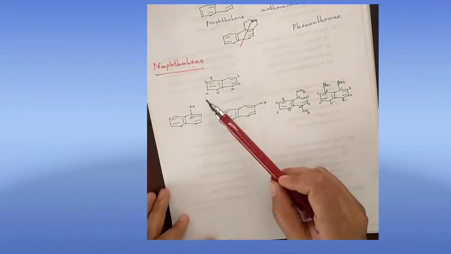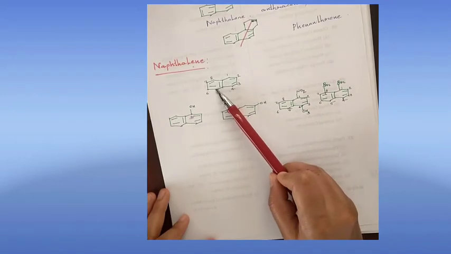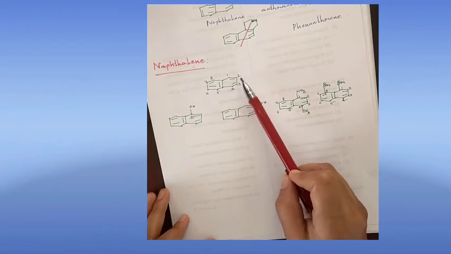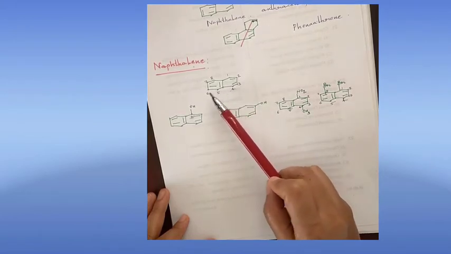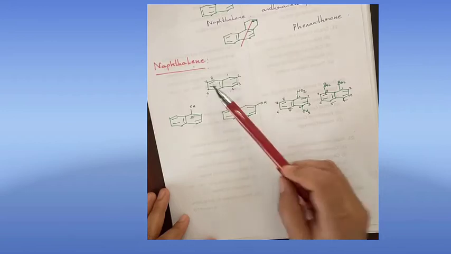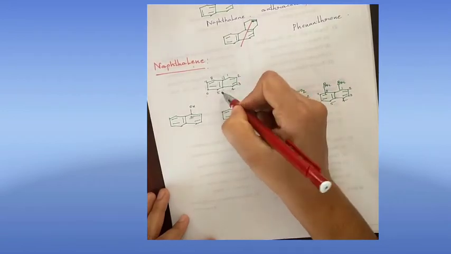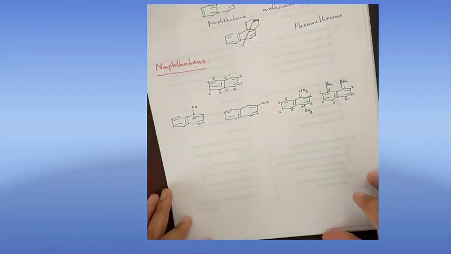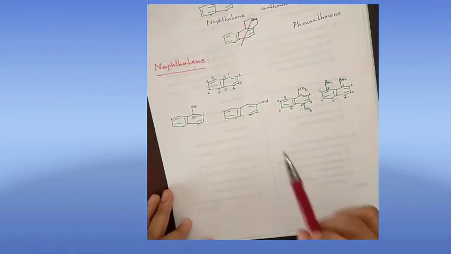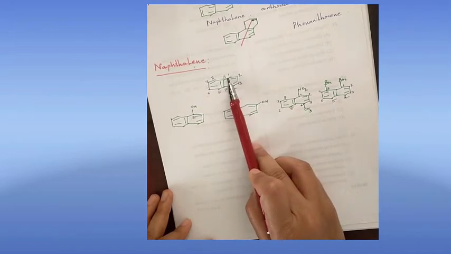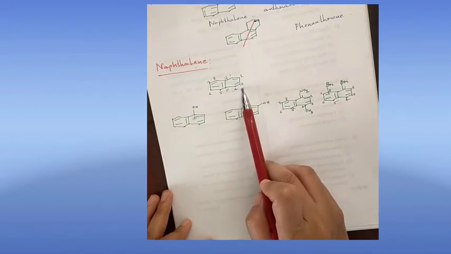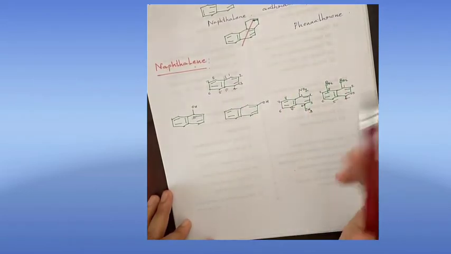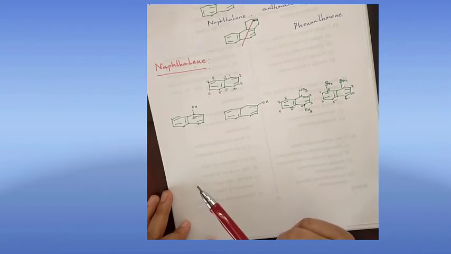Now look at here. This is naphthalene. Here two benzene rings are fused together. The numbering starts from here. Look at here. 1, 2, 3, 4, then 5, 6, 7, 8. And here 9 and it is 10. This is the numbering of polynuclear hydrocarbons. Now the first position is also called alpha, then beta, gamma, delta and so on. That's why the first position is called the alpha position, the second position is called the beta position.